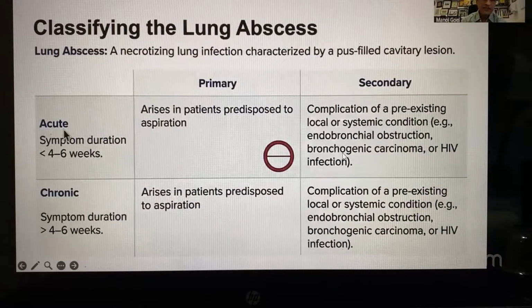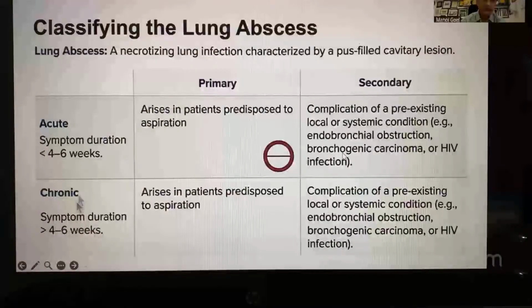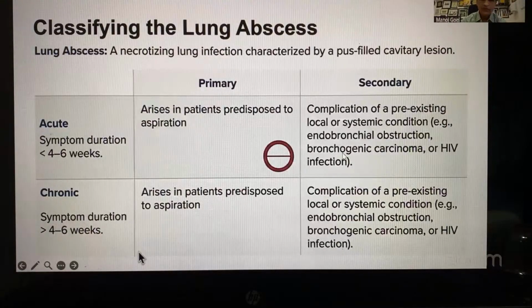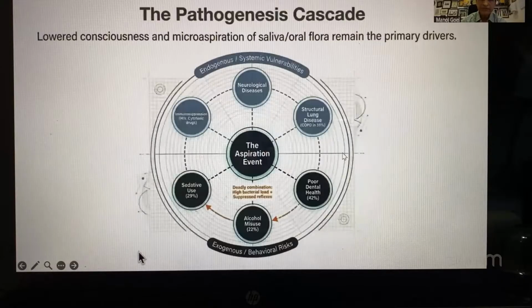And as far as the duration is concerned, they can be classified as acute when the symptom duration is less than 4 to 6 weeks, and chronic when the symptom duration is more than 4 to 6 weeks.